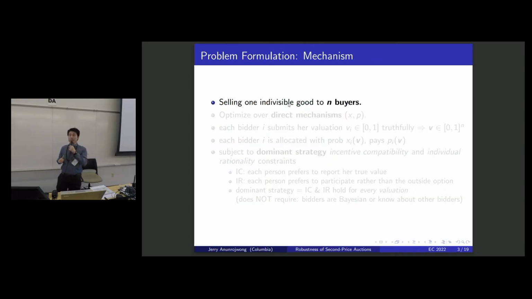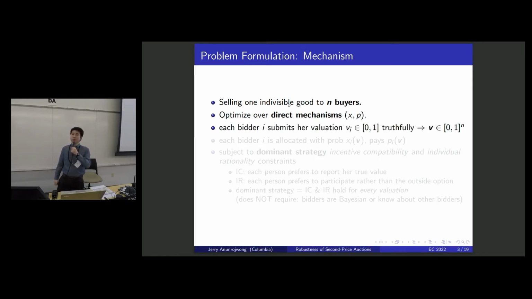We now formulate the problem more formally. We want to sell one indivisible good to n buyers, and note here that the number of buyers is arbitrary. This is in contrast to quite a few of the previous works that dealt with 2 buyers. And we optimize over direct mechanisms. A direct mechanism is specified by an allocation rule X and a payment rule P, such that each bidder submits her valuation v_i truthfully, giving rise to a valuation vector v, such that each bidder i is allocated with probability X_i(v) and pays P_i(v), which are functions of everyone's report.